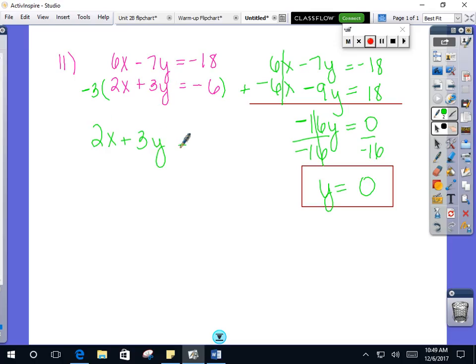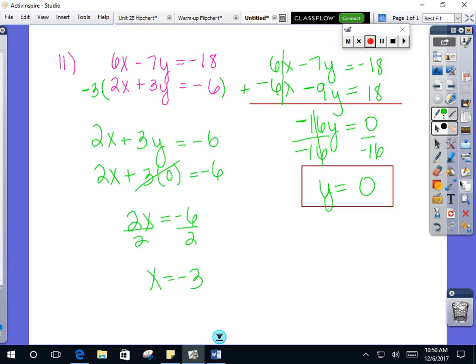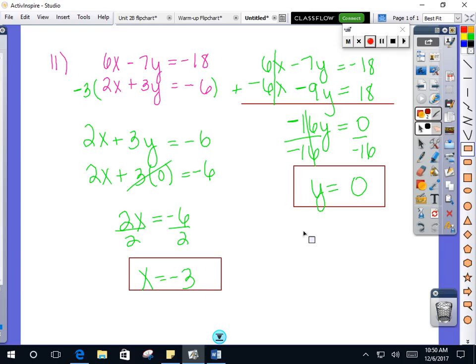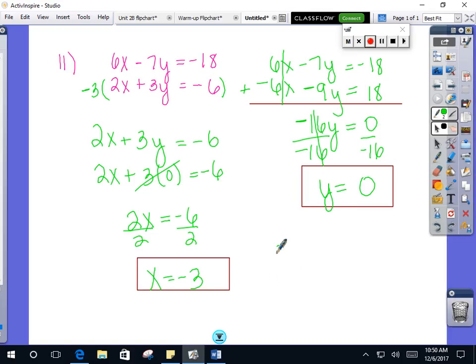And you replace the y value with a 0. So it'll become 2x plus 3 times 0 equals negative 6. 3 times 0 is 0, so just cancel it out. And now to solve for x, you divide by 2, and so x equals negative 3. So the final answer would be rewritten as negative 3, comma 0, which is choice C.